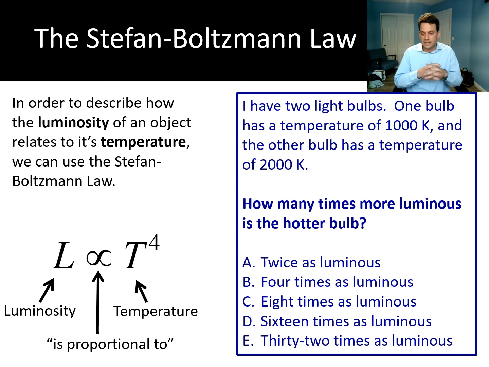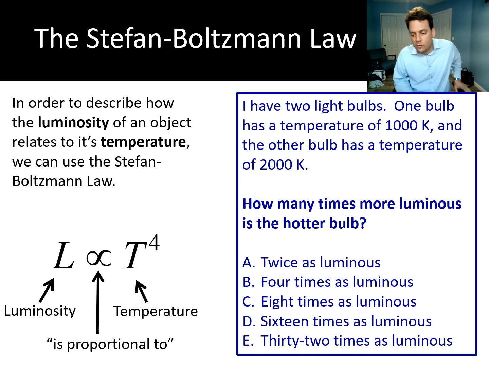So the fact that you're multiplying the temperature together 4 times is what's responsible for this very strong dependence. Again, if you increase the temperature just a little bit from, say, 500 Kelvin to 600 Kelvin, or as we saw in the last slide, from 5,000 Kelvin to 6,000 Kelvin, you're now multiplying that new larger number by itself 4 times. And so the luminosity grows very quickly with the temperature.